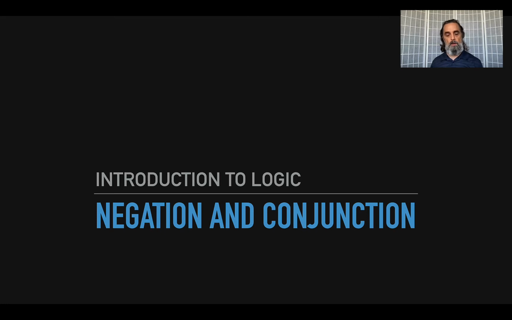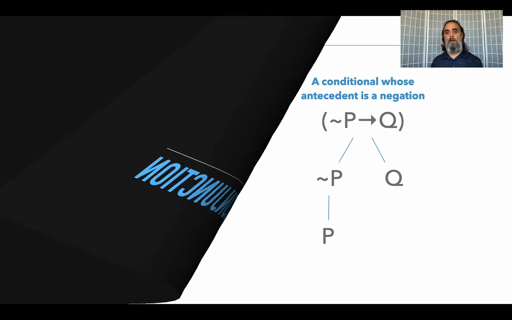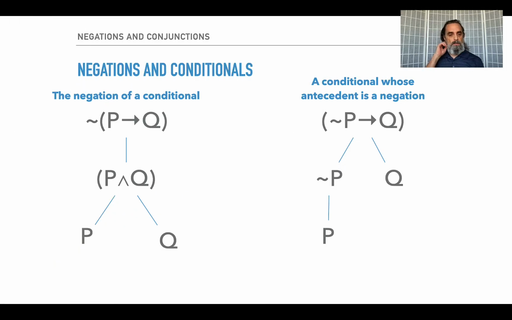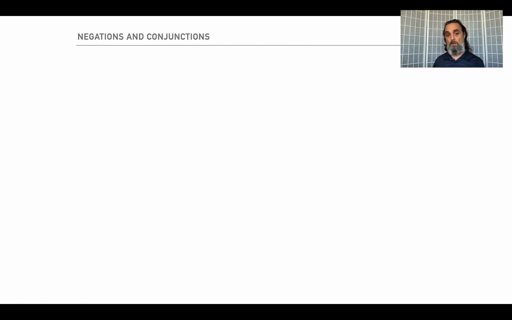Hello, in this video we're going to think about how negation and conjunction interact, which turns out to be a somewhat complicated topic. So we know that there's a difference between the negation of a conditional and a conditional that contains a negation, say, in its antecedent, and the same thing is going to turn out to be true with conjunction. So let's suppose we have P and Q, both sentences, because they're sentence letters.